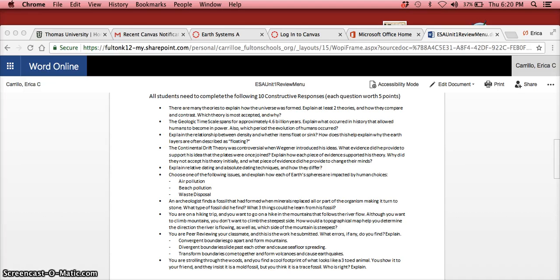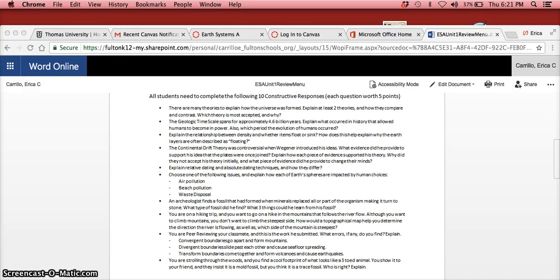You're peer reviewing your classmate, and this is the work he submitted. What errors, if any, do you find? Explain. Convergent boundaries go apart and form mountains. Well, we know that's not true because convergent boundaries come together and form mountains and volcanoes. Divergent boundaries slide past each other and cause seafloor spreading. Well, divergent boundaries do cause seafloor spreading, but they are going apart, not sliding past each other. Transform boundaries come together and form volcanoes and cause earthquakes. Well, transform boundaries do cause earthquakes, however, they do not cause volcanoes, and transform boundaries slide.